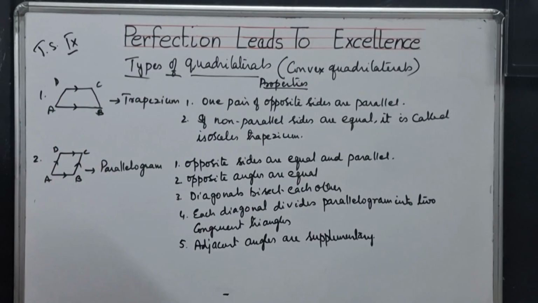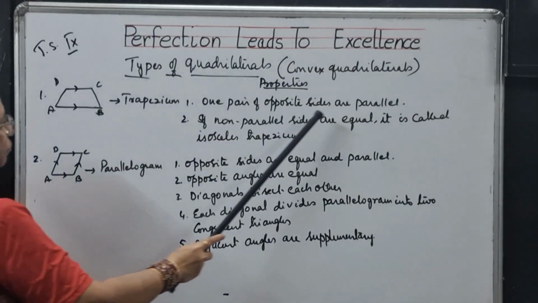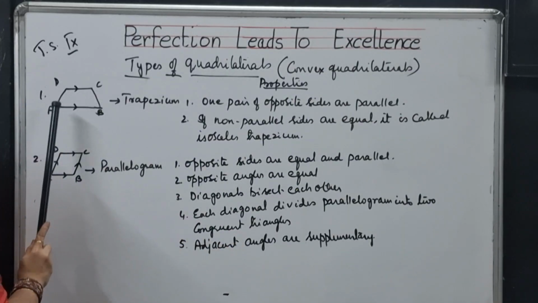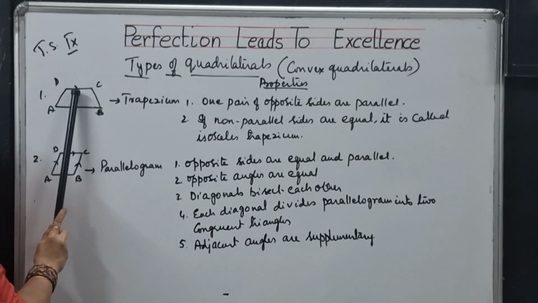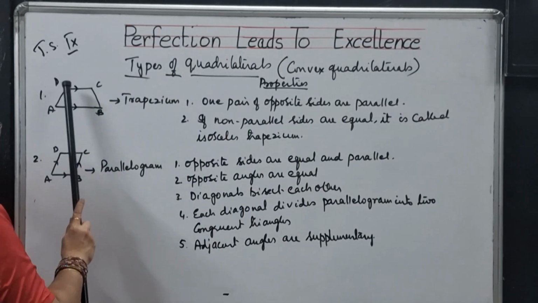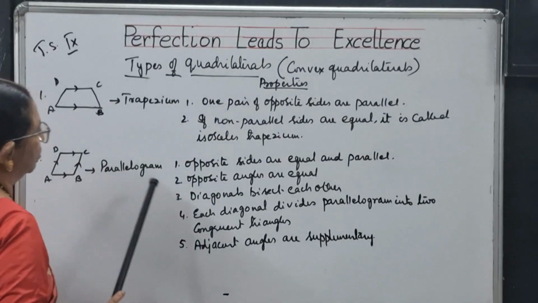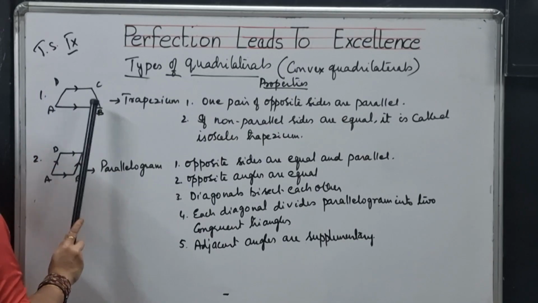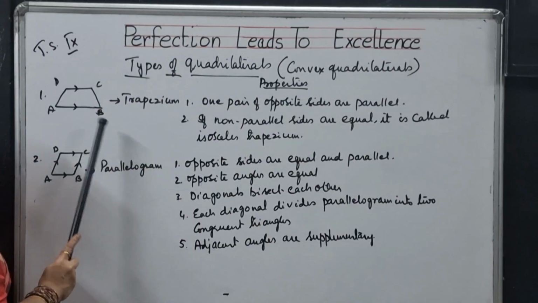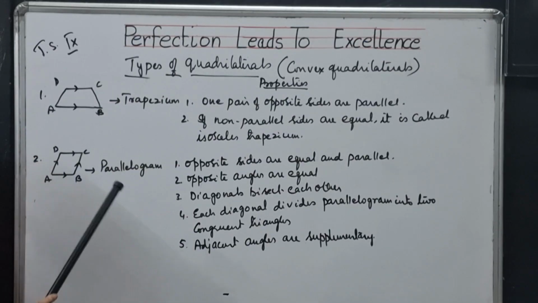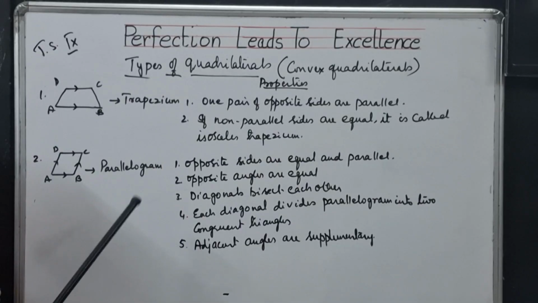So what are the properties? If you know them, you can construct it very easily. One pair of opposite sides are parallel. So in this trapezium, AB is parallel to CD. This will indicate that these are parallel. And non-parallel sides are equal. If the non-parallel sides, that means AD and BC, are equal, then that trapezium is called an isosceles trapezium.